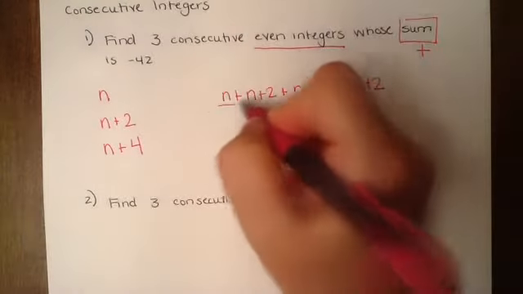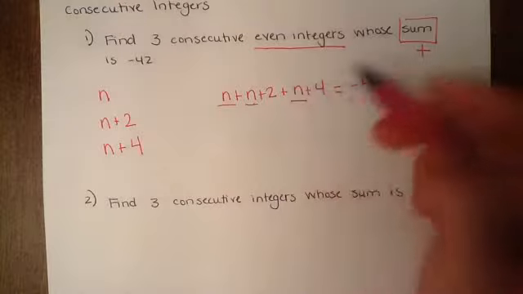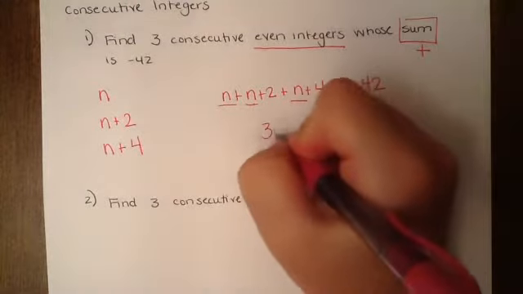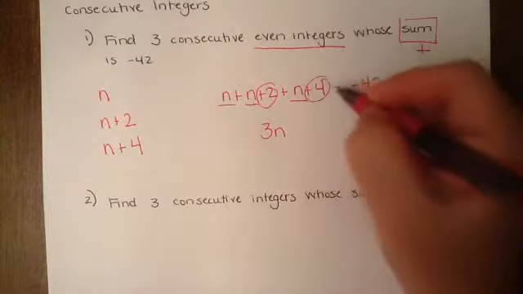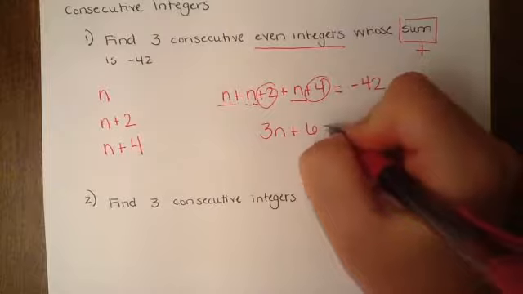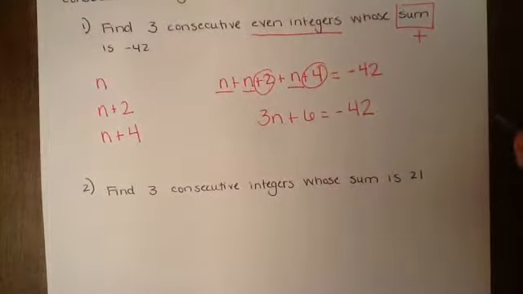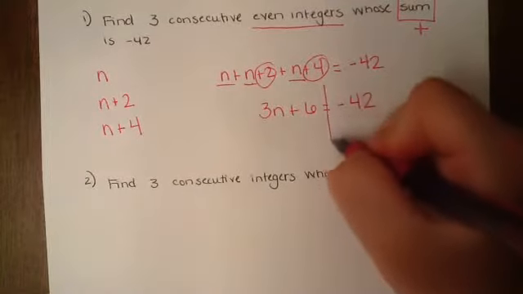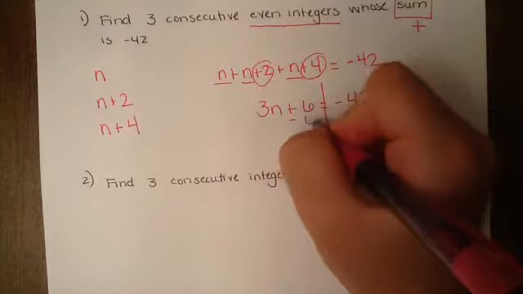Let's put together all of our pieces that match. How many n's is that? n plus n plus n. 3n. 2 plus 4. And now we have a two-step equation like we have been doing. How do you get rid of a +6? -6.